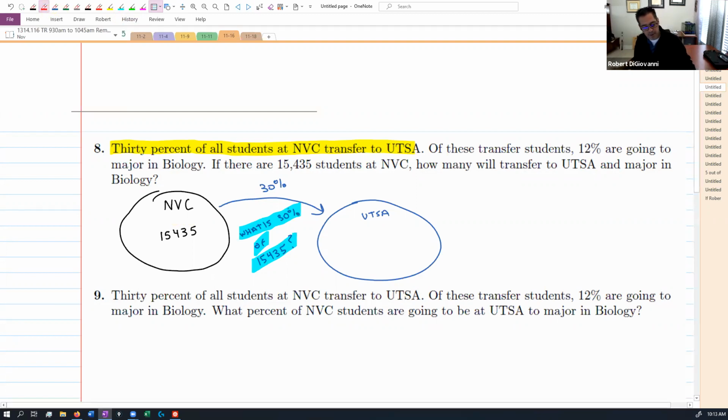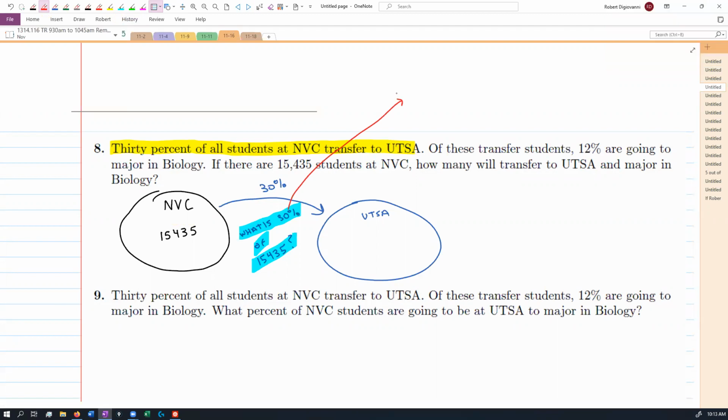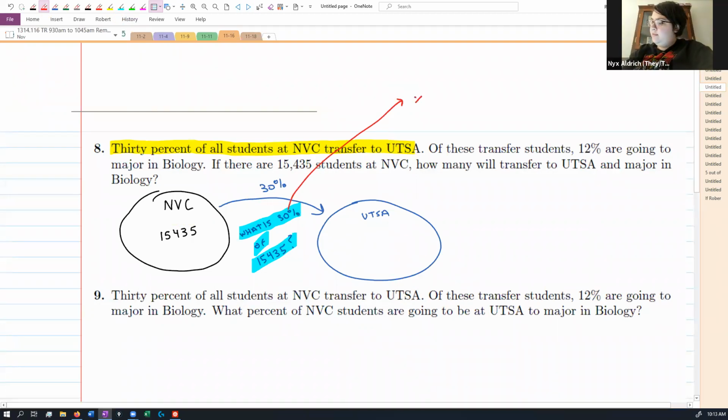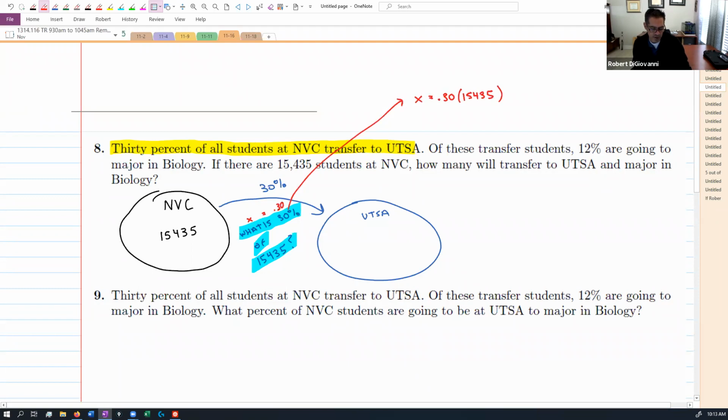So if I set that up as an equation, can someone tell me what that equation would be? What's the equation? X is equal to 0.3 times 15,435. Exactly. So what is our X, right? The equals, 30% is 0.30, the "of" is multiplication, and then the 15,435. Make sense, everyone? I want to know what 30% of the Northwest Vista population was.